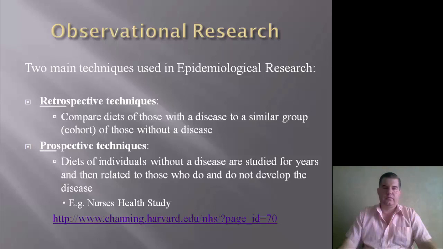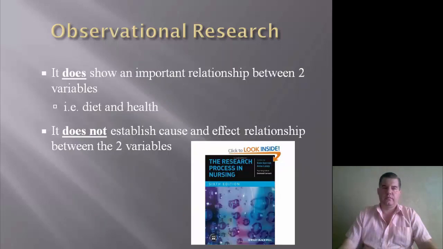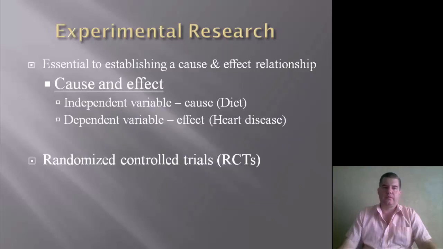Observational research does show an important relationship between 2 variables, i.e. diet and health. It does not establish a cause and effect relationship between the 2 variables. Experimental research is essential to establishing a cause and effect relationship. Cause and effect: independent variable, cause, diet; dependent variable, effect, heart disease. Randomized controlled trials, RCTs.